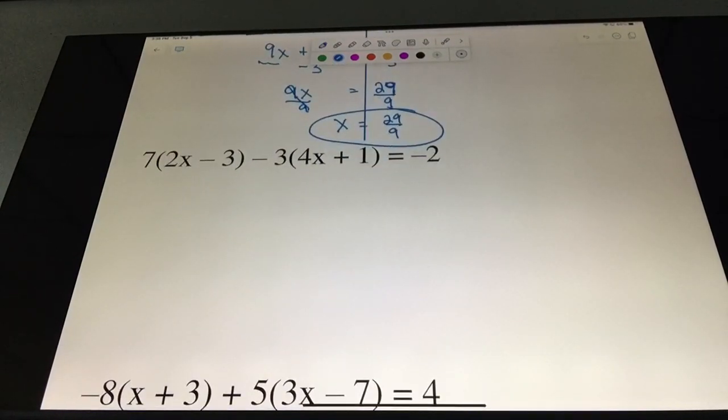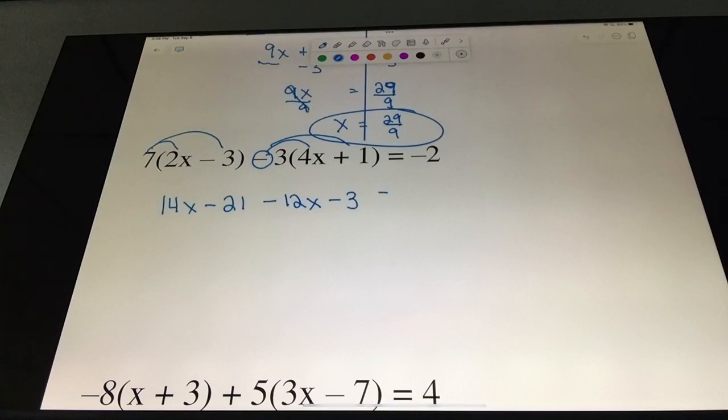All right, in my next one, watch your positives and negatives on this one. Positive 7 times positive 2, positive 14x. Positive 7 times minus 3, minus 21. Watch your sign here. Minus 3 times positive 4, minus 12x. Minus 3 times positive 1, minus 3. Equals negative 2.